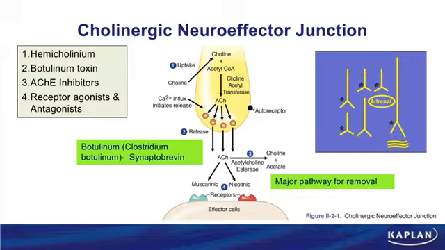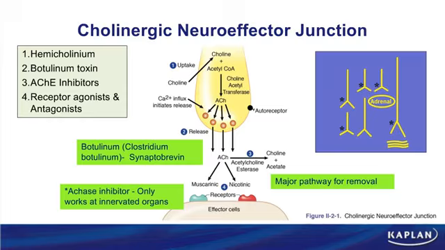Another type of drug that's very, very important clinically, acetylcholinesterase inhibitors. Those are drugs that block acetylcholinesterase and therefore increase the half-life of acetylcholine. But let's make a note about that type of drug. The only time an acetylcholinesterase inhibitor is going to work is at an innervated organ. After all, you can't increase the half-life of acetylcholine if you don't have a nerve releasing acetylcholine.